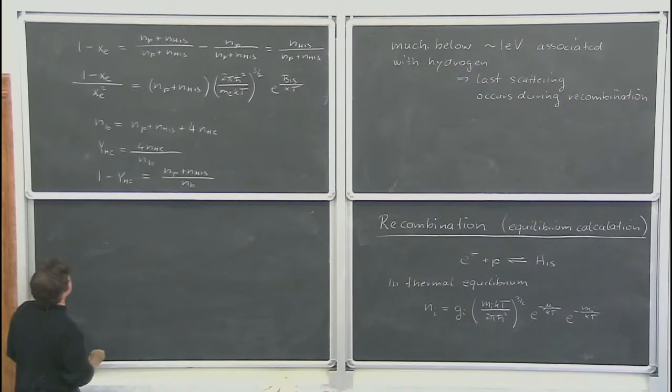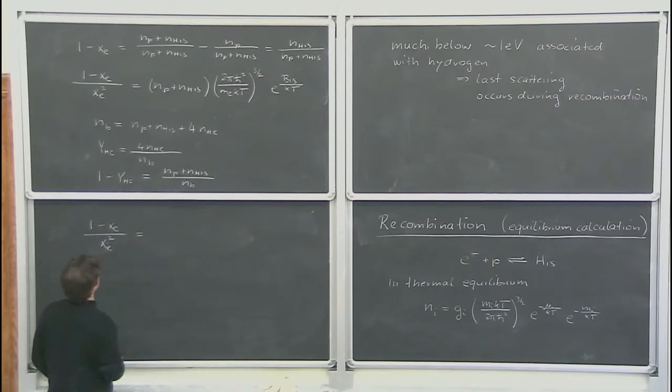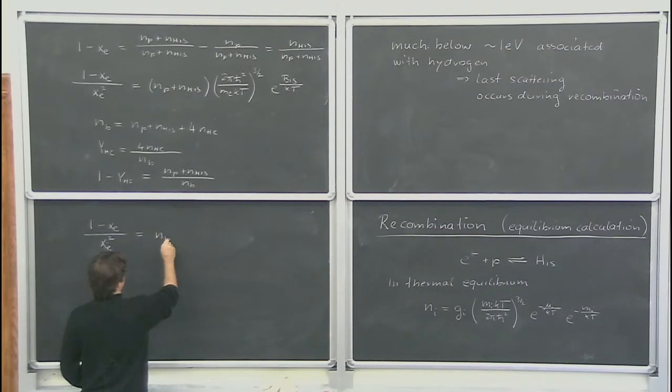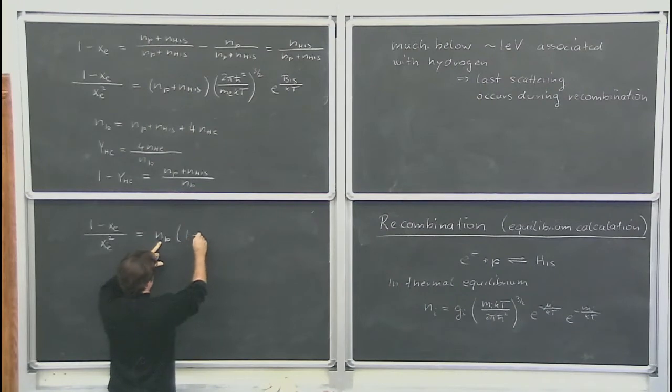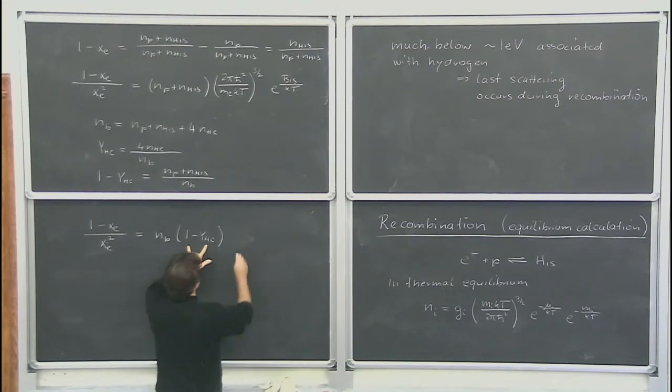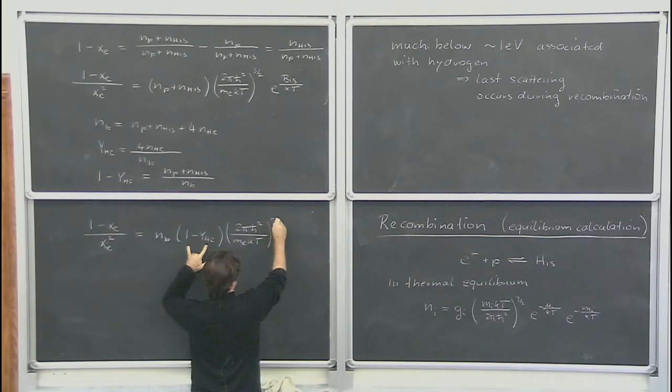So let's finally write this as 1 minus Xe over Xe squared is equal to the number density of baryons, which is something we know. We used it earlier in our estimate, times 1 minus the helium mass fraction. This is another observable. So by now, everything that's on the right-hand side is an observable that we can plug in numbers for, which means we have a formula for the free electron fraction.